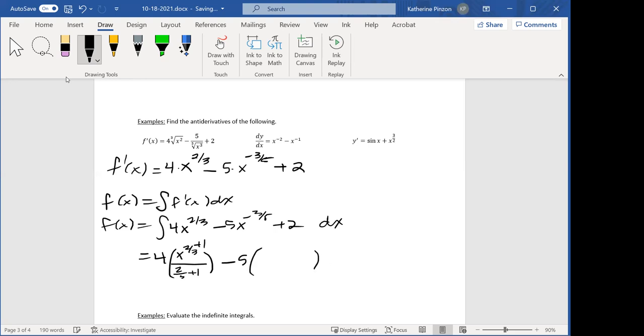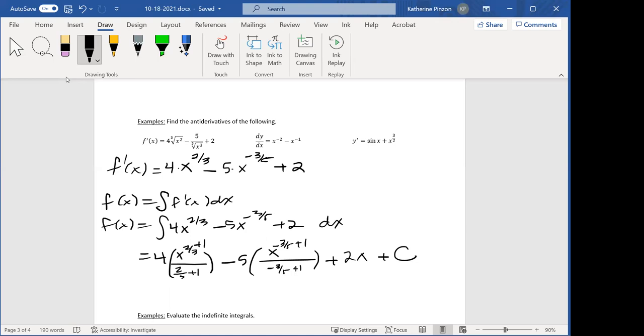minus 5. Again, this is the same rule. Add 1 to the power, divide by the new power, plus antiderivative of 2. What's a function whose derivative is 2? 2x, yeah. Plus c. Remember, I have to put that c at the end because I could add any number I want here at the end. And when I take the derivative, it would give me this function.